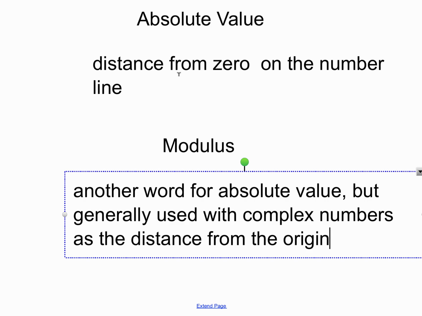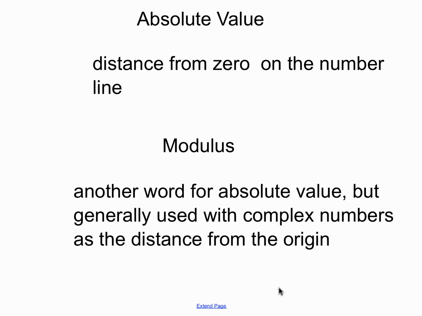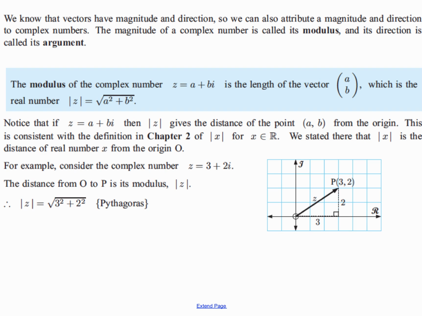So with absolute value, we're talking 1 dimension, modulus 2 dimensions generally, but both really are the distance from 0, okay? So the modulus of the complex number z equals a plus bi is the length of the vector (a, b), which is the real number mod z equals the square root of a squared plus b squared. About this vector format, in case you have not had vectors, it's component form. A is the horizontal component, and B is the vertical component.